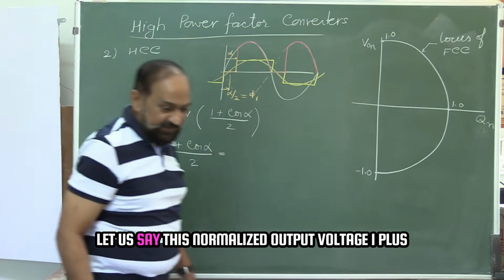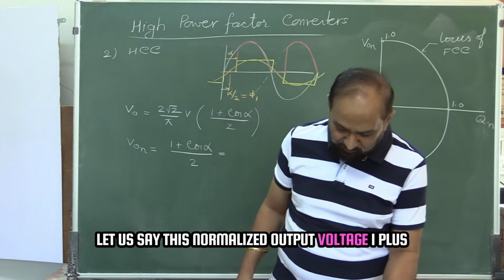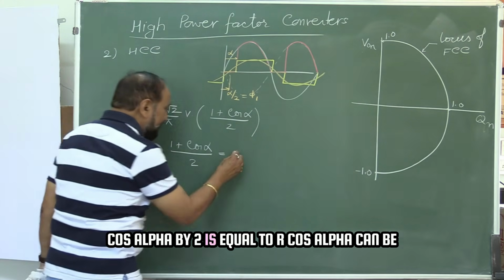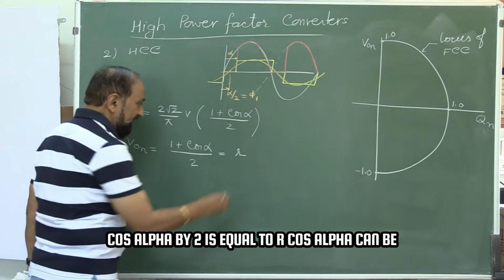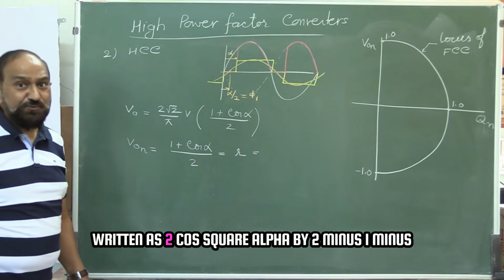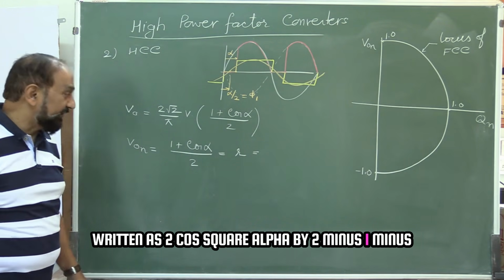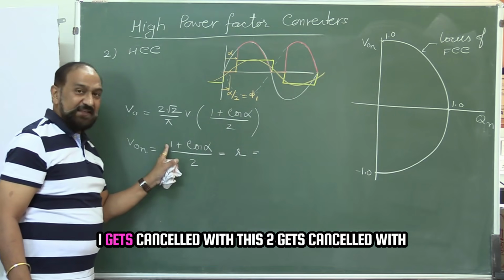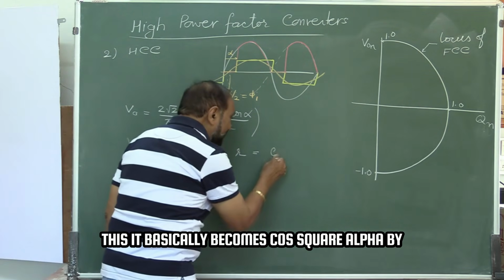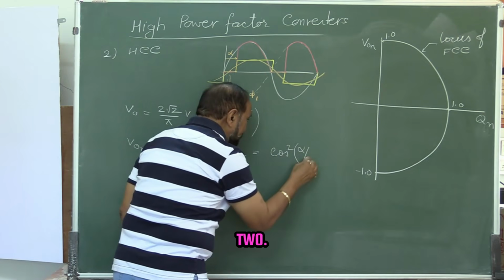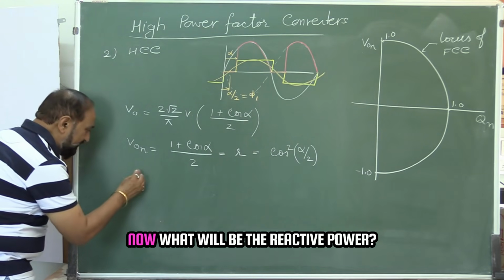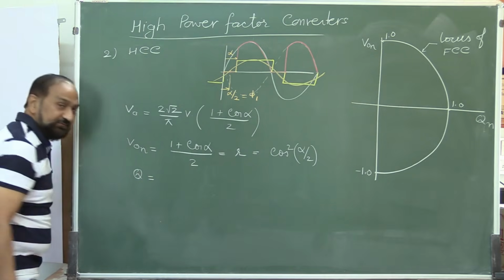Let us say this normalized output voltage (1 plus cos alpha)/2 is equal to R. Cos alpha can be written as 2 cos square alpha by 2 minus 1. Minus 1 gets cancelled with this, 2 gets cancelled with this. It basically becomes cos square alpha by 2. Now, what will be the reactive power?